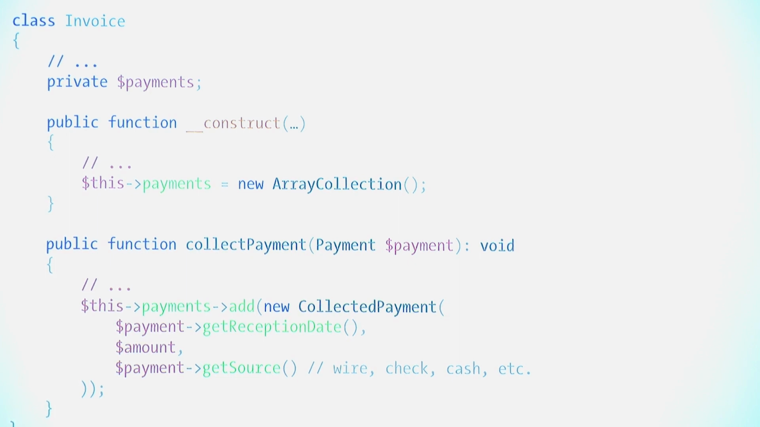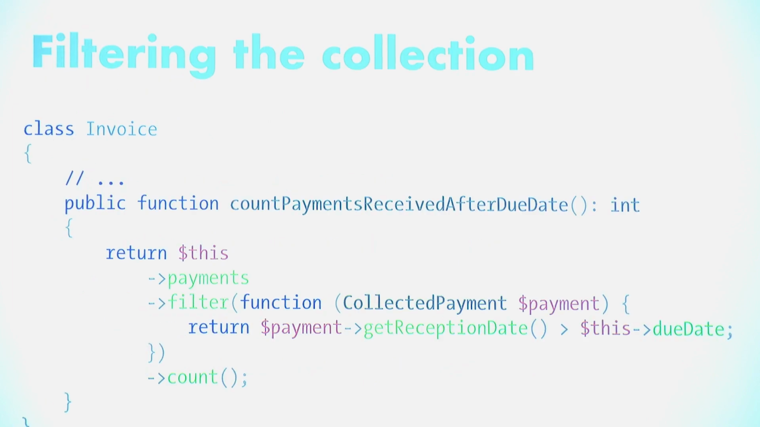So I can use some array collection class. If you use Doctrine, for instance, Doctrine has a Doctrine collection package where you can find this class. And now, on this collection, I'm going to add a collected payment object. And at some point, I would like to get information about the collected payment. Maybe for my invoice, I would like to know how many payments have been received after the due date, just to check if the customer pays late or on time.